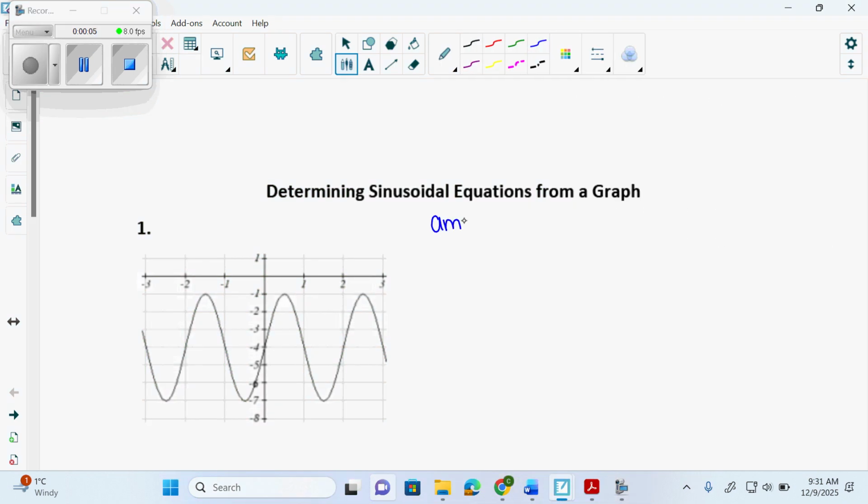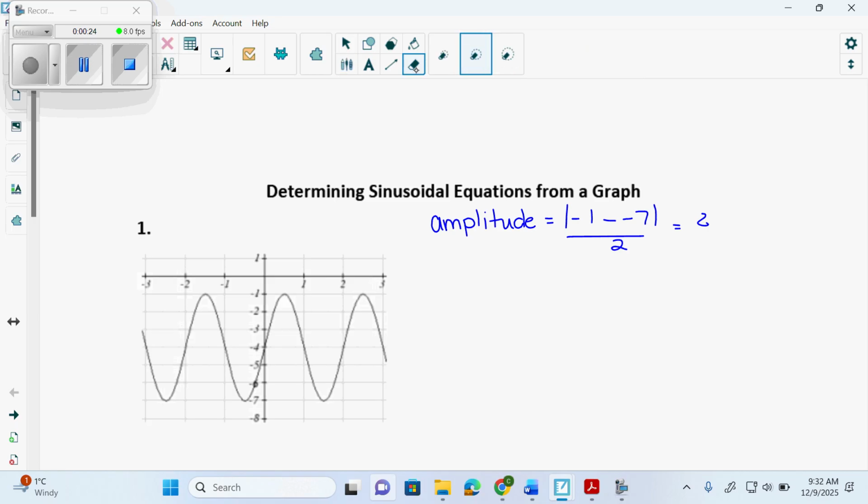What's the amplitude? How do I find the amplitude off of a graph? What could I do? Absolute value of max minus min divided by 2. So I can go -1 minus -7, divided by 2, which is -1 plus 7, so 6 divided by 2, which is 3.